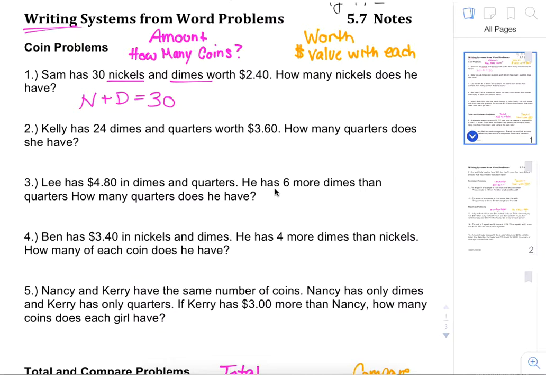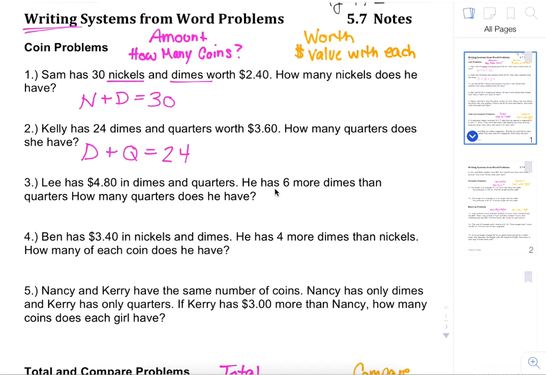If I look on problem 2, I'll notice a very similar question. It says Kelly has 24 dimes and quarters. That means that there is a total between the dimes and the quarters. There is a total of 24 coins. Okay? So total amount is not having to do with anything for the money value. It's just counting the items.